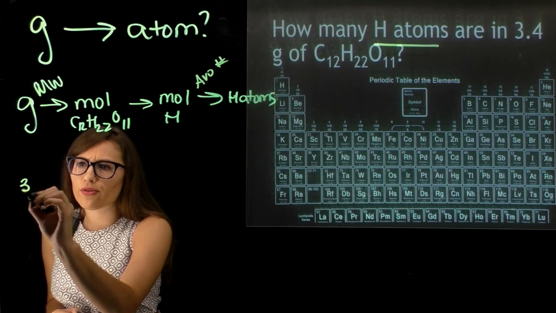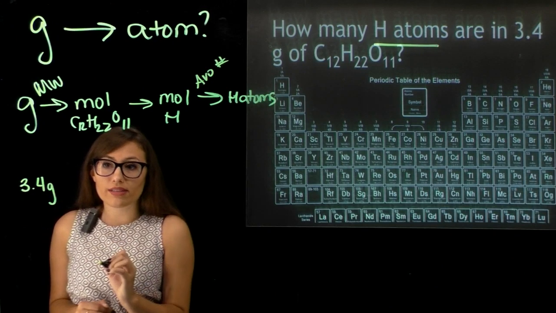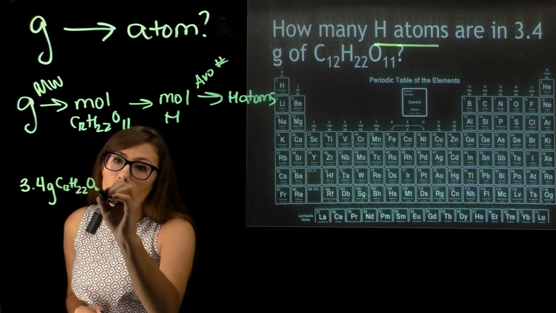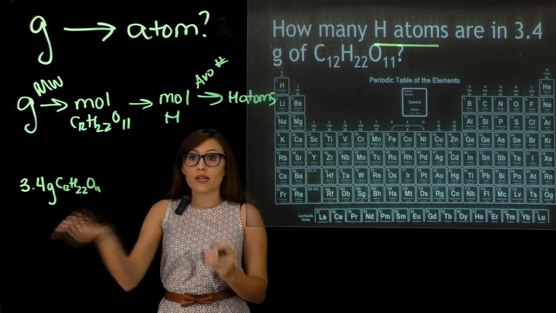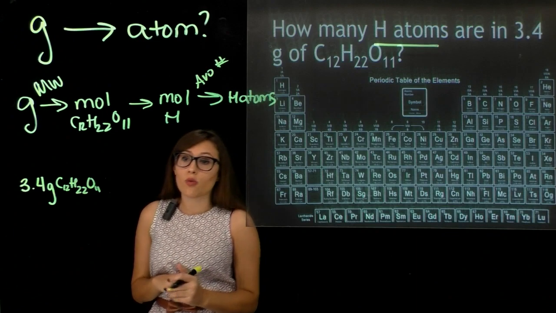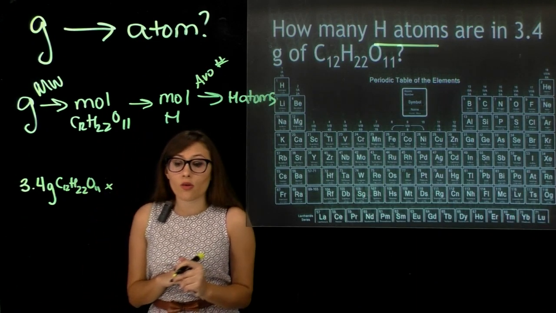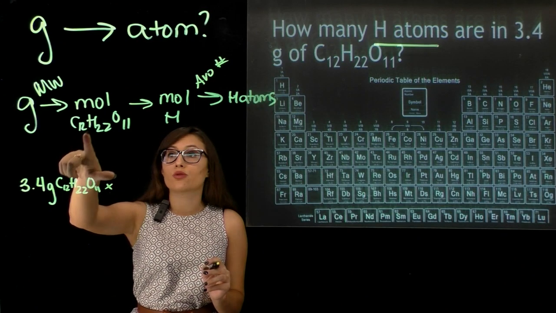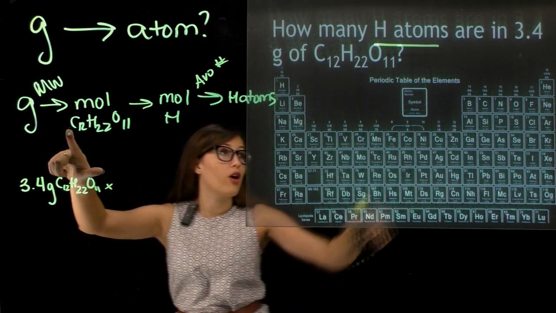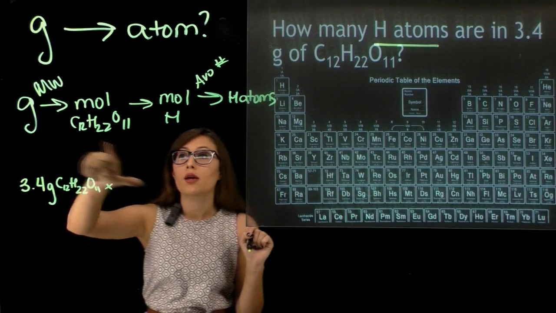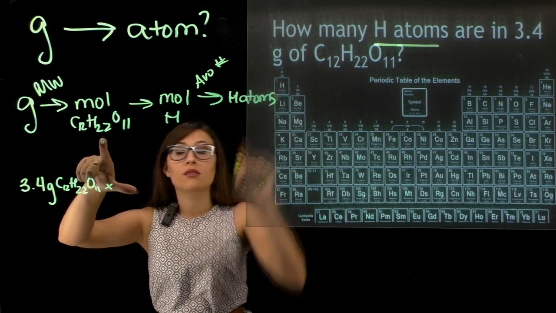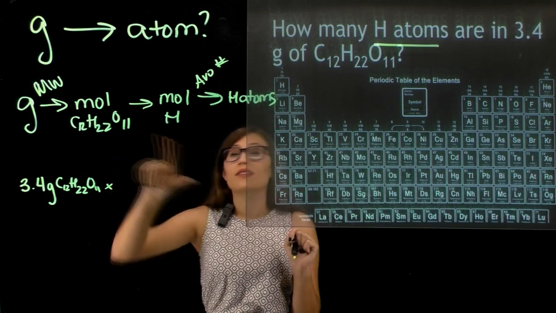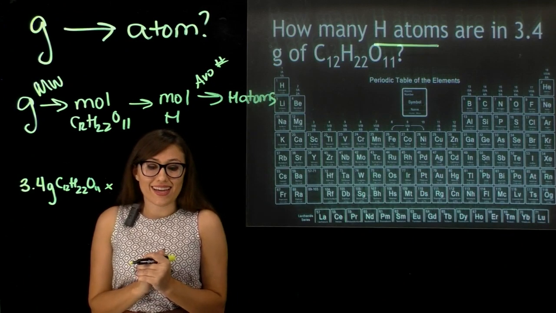We're going to first put down 3.4 grams of our sample, which is C12H22O11. Well, we need to convert using molecular weight. And in order to determine molecular weight, remember you just add up the molecular weights of each of your atoms. So 12 times the molecular weight of carbon, which is 12.011, plus 22 times the molecular weight of hydrogen, which is 1.001, plus 11 times 15.999.